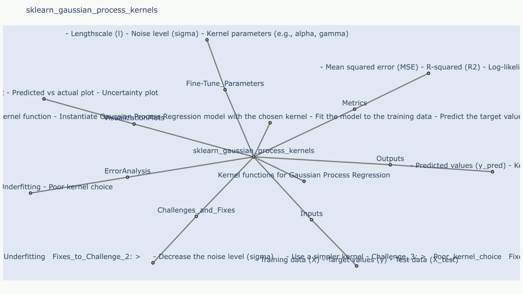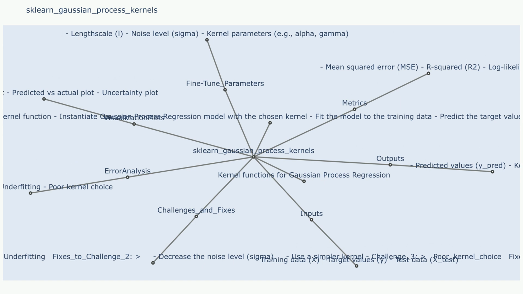Sample use case that resulted in challenge 1. A GPR model with a complex kernel function and a large number of parameters may overfit to noisy data, resulting in poor predictions on unseen data.